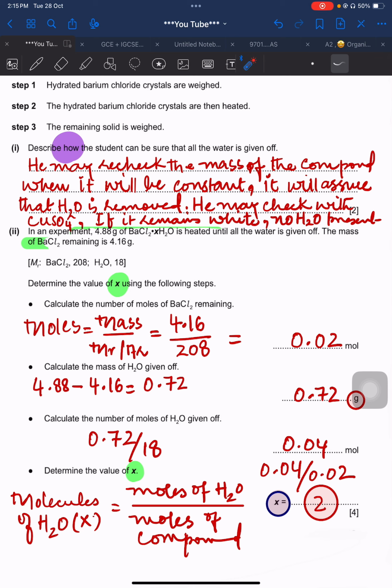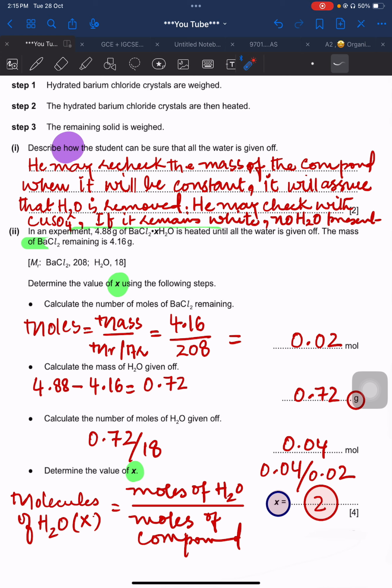Calculate the mass of water given off. So what is the mass of water? We are just going to find the difference in mass. Original minus final, original minus remaining, gives you the mass of water. So 4.88 minus 4.16 gives you 0.72. 0.72 is the mass of water which we have calculated.